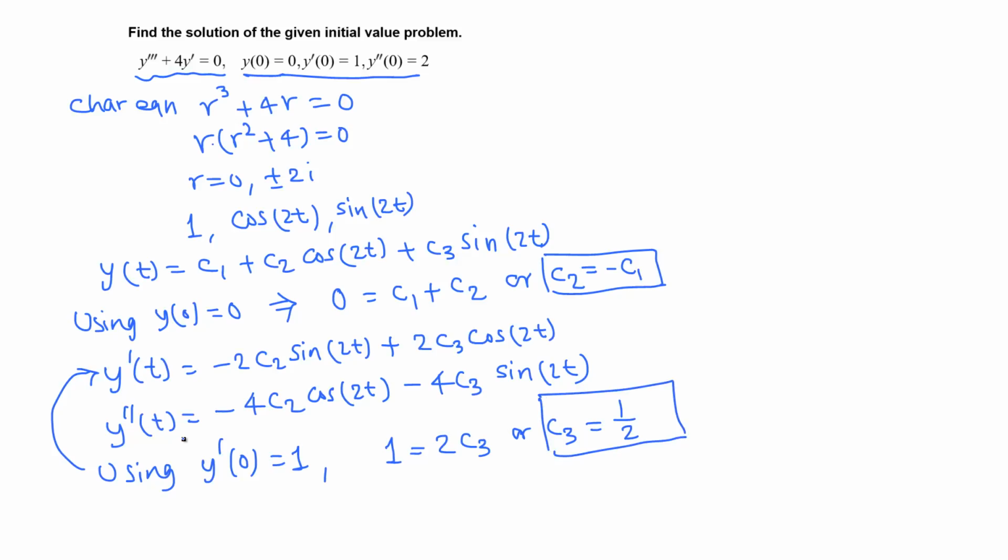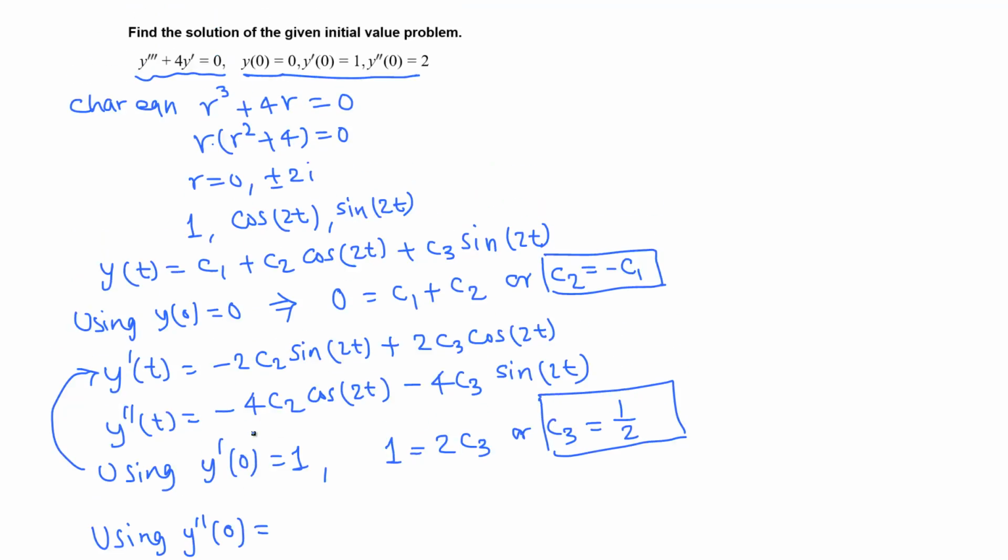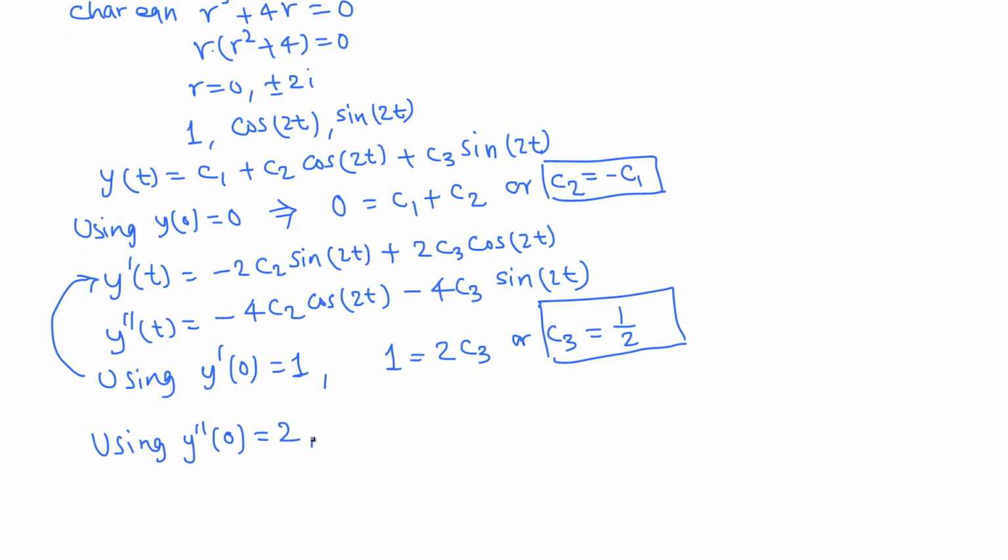Now, using the third initial condition, that's y double prime 0 equals 2. So y double prime is 2 when t is 0, so negative 4c2 cosine 0. Cosine 0 is 1, so negative 4c2, minus 4c3 sine 0. Sine 0 is 0, so this is gone, so negative 4c2, or we can find c2 from here. c2 equals 2 over negative 4, so negative 1/2.